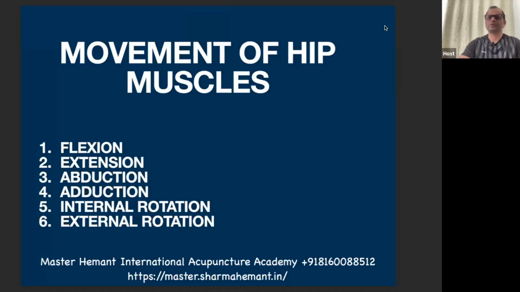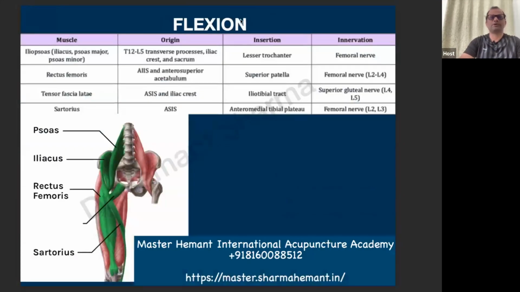So there are various movements: flexion, extension, adduction, abduction, internal and external rotation. There are a total of 6 movements. So the hip joint is called the joint of 3-degree movement. Now, if we talk about flexion, I have already discussed it with you.